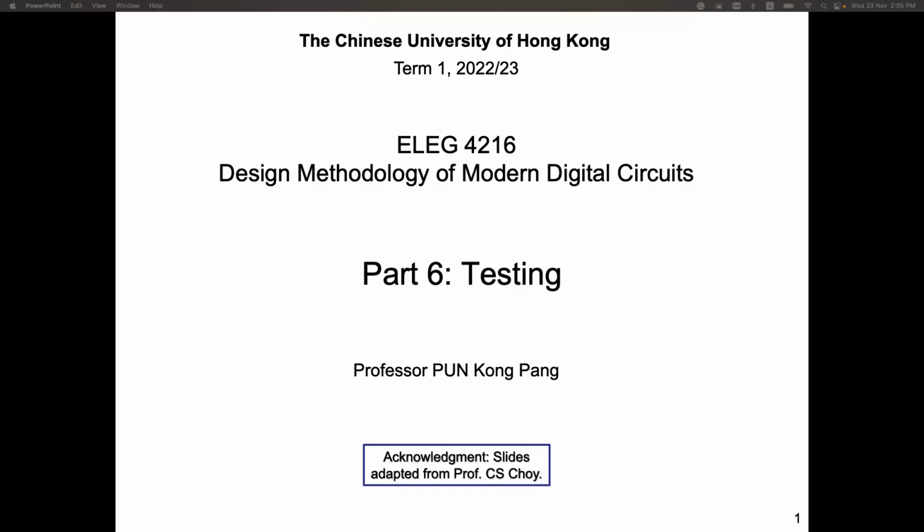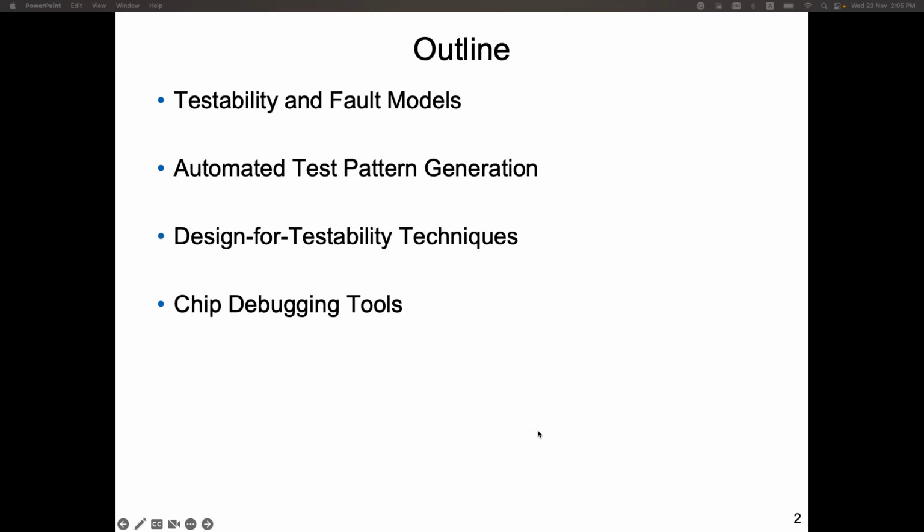Okay, here comes our last part of the course about testing. This is the outline for this part. First, some basic concepts about testability, and we introduce important fault models. Next is automated test pattern generation, followed by some design for testability techniques. And lastly, some chip debugging tools introduction.